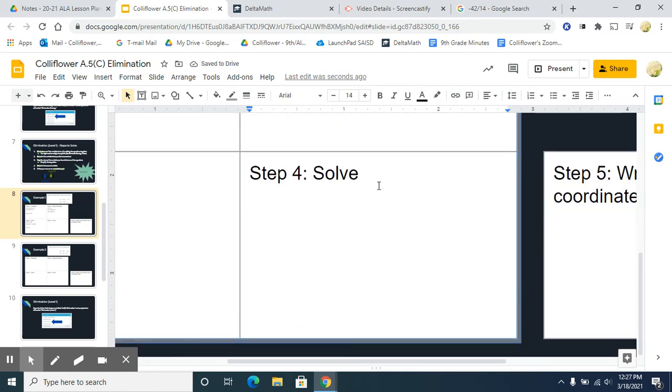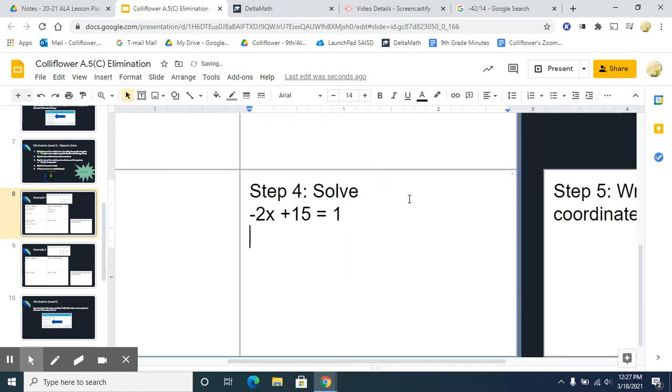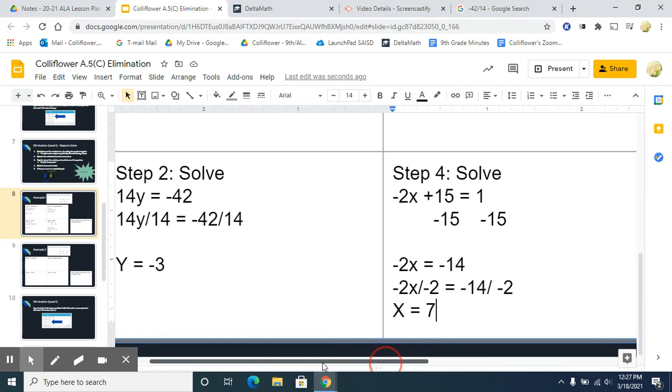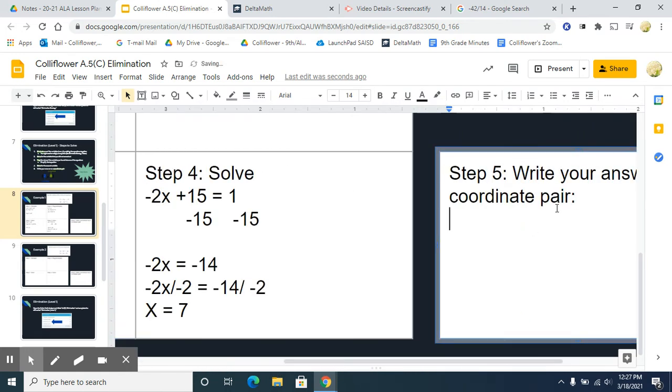Now I'm going to take this equation and solve for x. First thing I'm going to do is subtract 15 from both sides. That leaves me with negative 2x is equal to negative 14. Then I'm going to divide both sides by negative 2 because I'm multiplying x by negative 2. This tells me that x is equal to positive 7. So I've got my y value is negative 3, my x value is 7. I'm going to write my answer as a coordinate pair. Remember, a coordinate pair goes x comma y. So my solution is 7, negative 3.